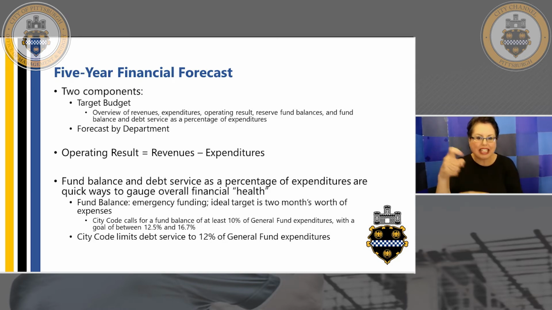City code limits debt service expenditures to 12% of general fund expenditures. So there is a limit as to how many bonds we can take out to work on capital projects.